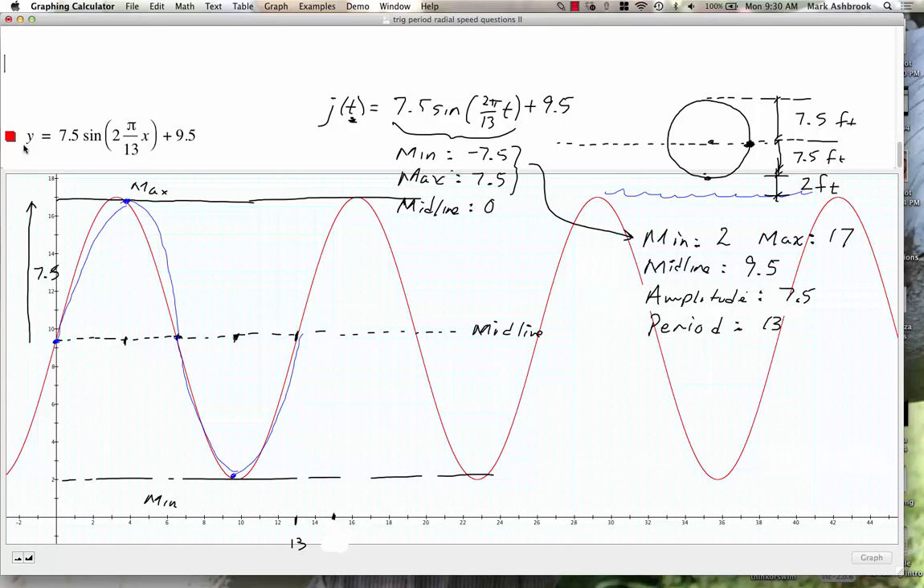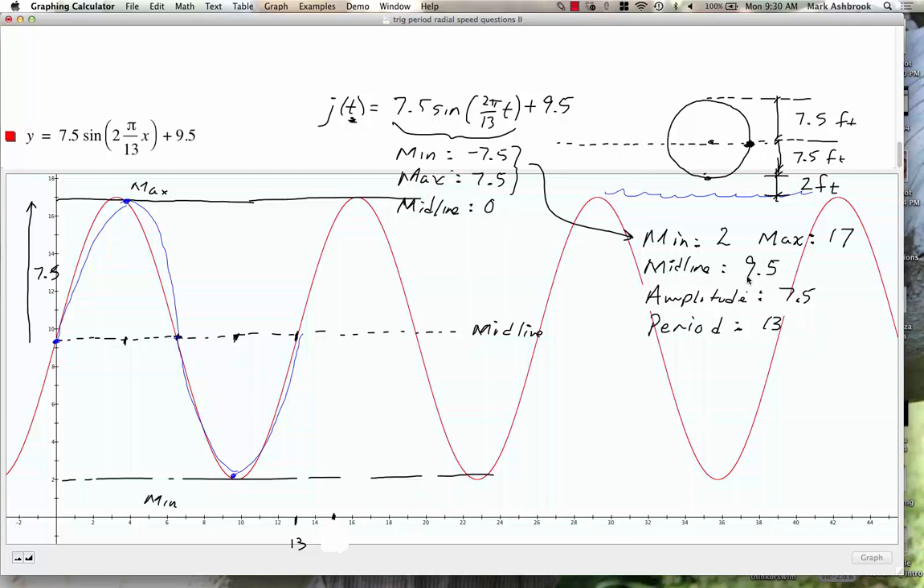Okay, so we got these new definitions. These are now definitions that refer to this curve that we're graphing of either time or angle on the horizontal axis, and then either some kind of vertical height or horizontal height on the vertical axis. And these things help you make sense and graph a given situation. So the min, the max, the midline.